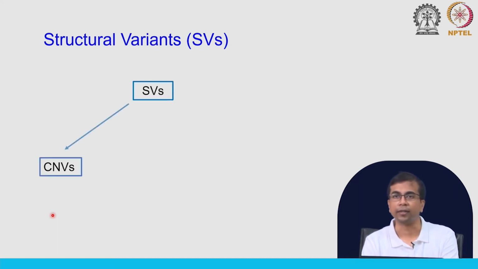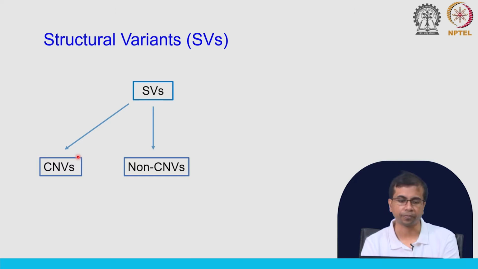These SVs differ from SNPs and small indels. They have a part which are called CNVs or copy number variants. Here we see only a change in copy number. We'll talk about this in a bit more detail, what we mean by these CNVs. Then you have the other class, which are non-CNVs. Again, we will discuss them in the next few slides.